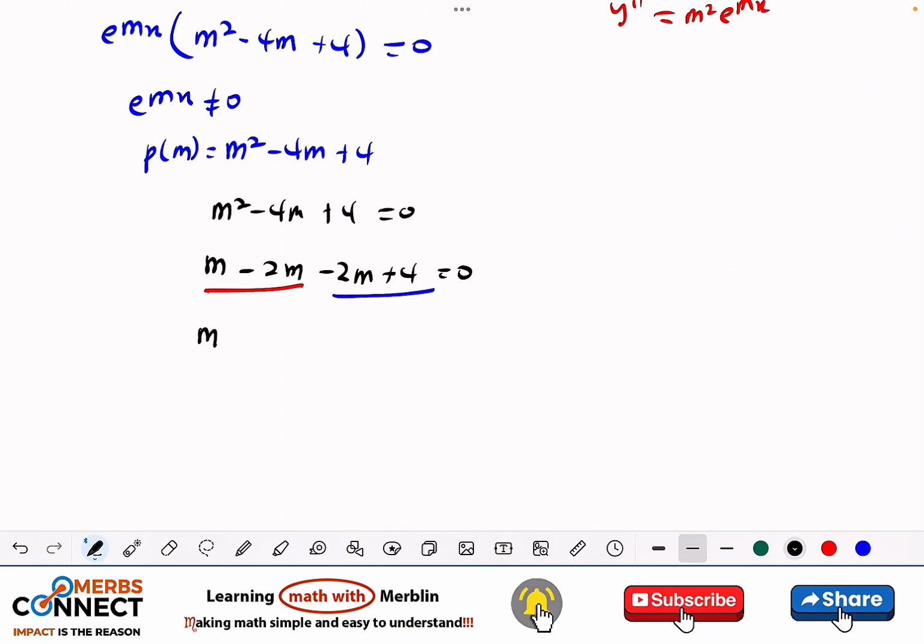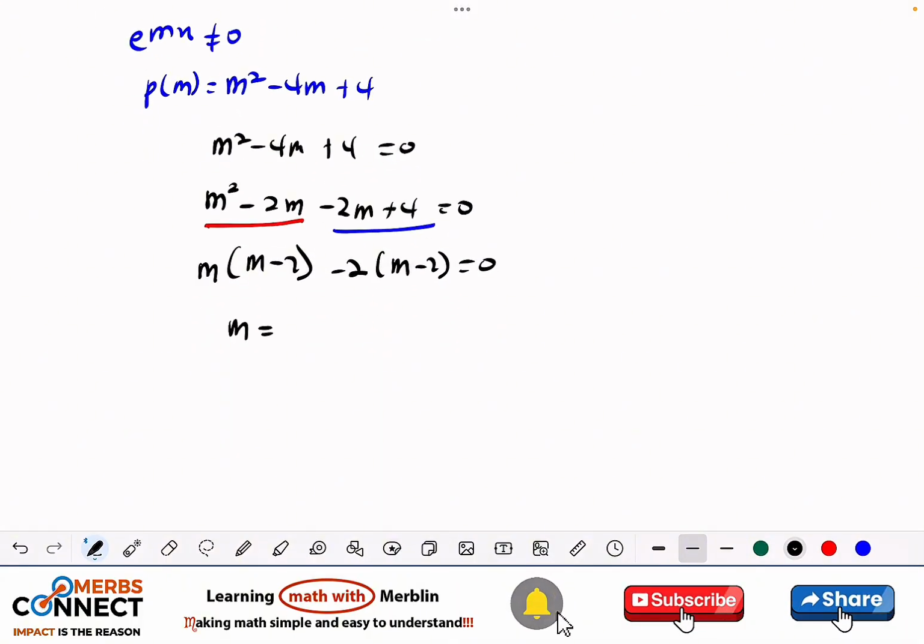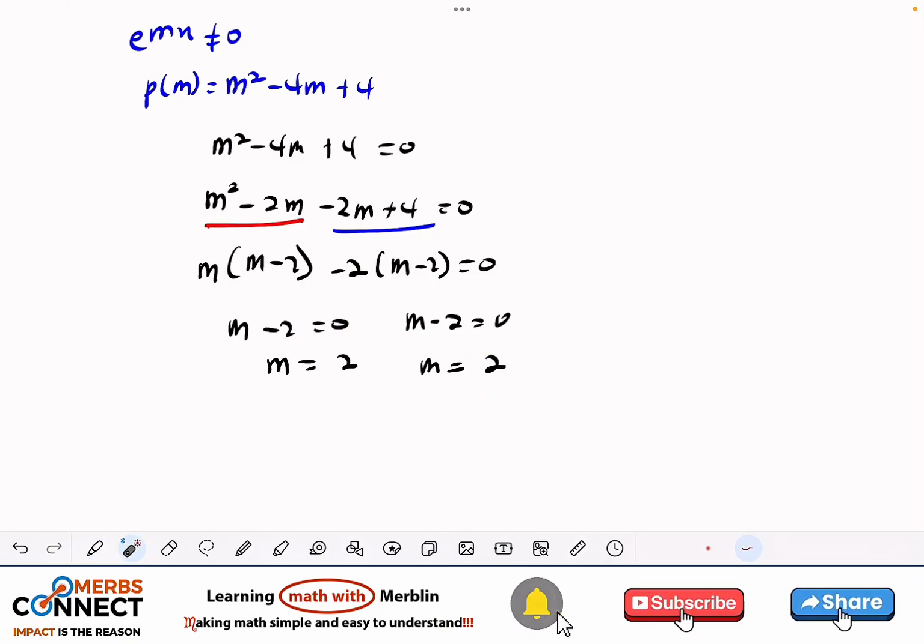So when I factor m out, this one will be left with m minus 2. And when I factor minus 2 with the one with the blue, it will be left with m minus 2, which is equal to 0. So m will be equal to 0, which is m is equal to minus 2. Another this, which is equal to 0, and m will be equal to minus 2. Okay, no, it should be 2. Good. So now we can see that the homogeneous aspect is giving us a repeated root.